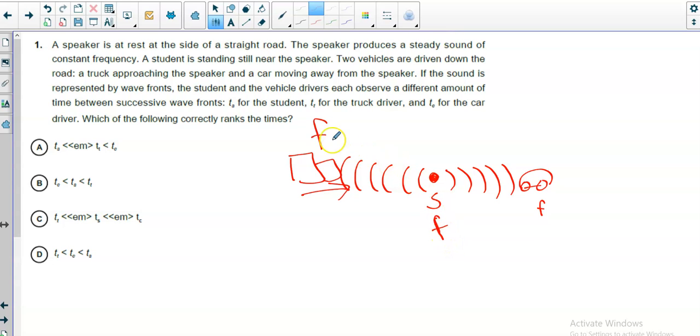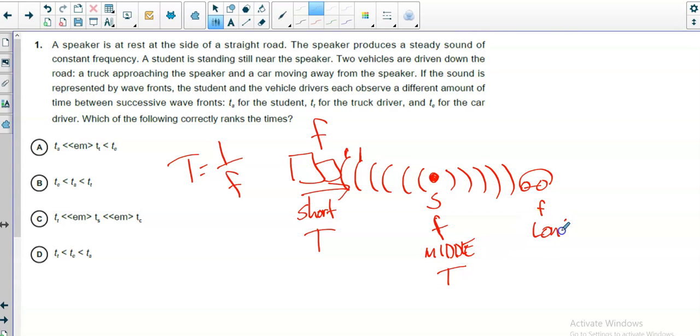Now, however, the question is about the times between wavefronts. That's period. That's the time it takes from one crest to the next crest. So the biggest frequency, since the relationship between period and frequency is 1 over, the biggest frequency is the shortest period. This will be the middle period, and this will be the longest period.